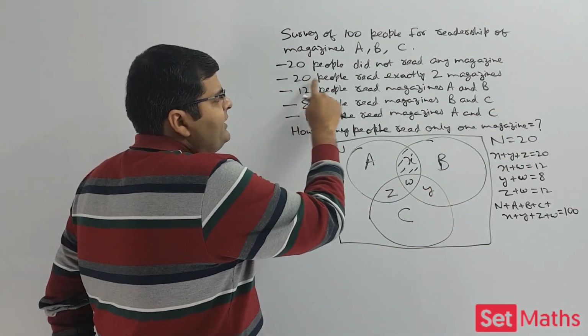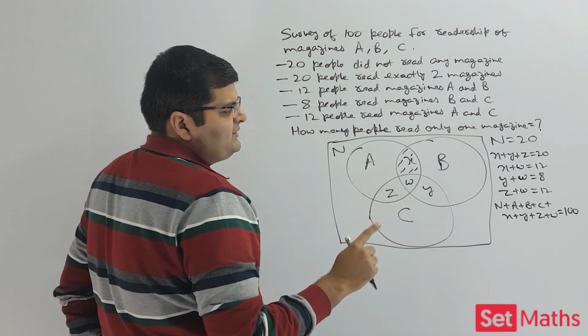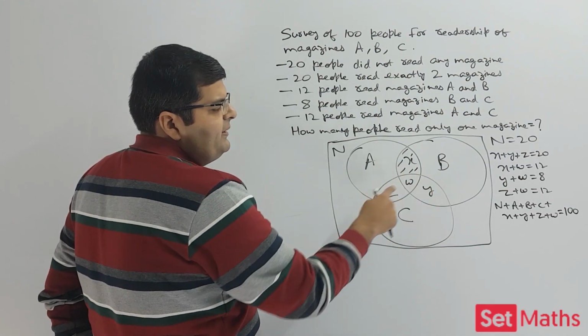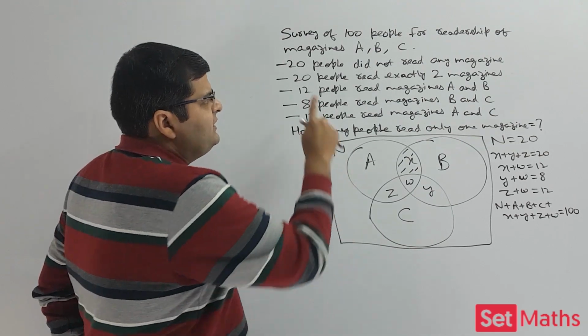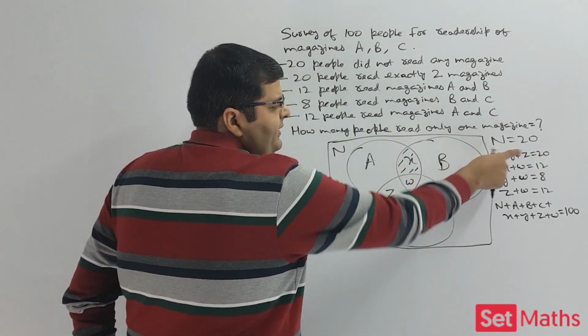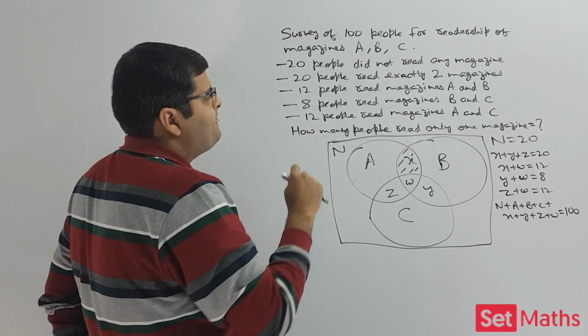Next, 20 people read exactly two magazines. So X, Y and Z are the number of people reading exactly two magazines, so X plus Y plus Z is equal to 20.